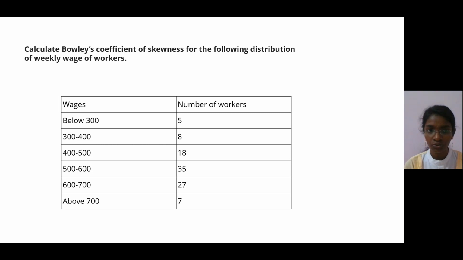Calculate Bowley's coefficient of skewness for the following distribution of weekly wages of workers. Wages are given and the number of workers are given. Wages below 300 have 5 workers, 300 to 400 have 8, 400 to 500 have 18, 500 to 600 have 35, 600 to 700 have 27, and above 700 have 7. Let us calculate this with Bowley's coefficient of skewness.